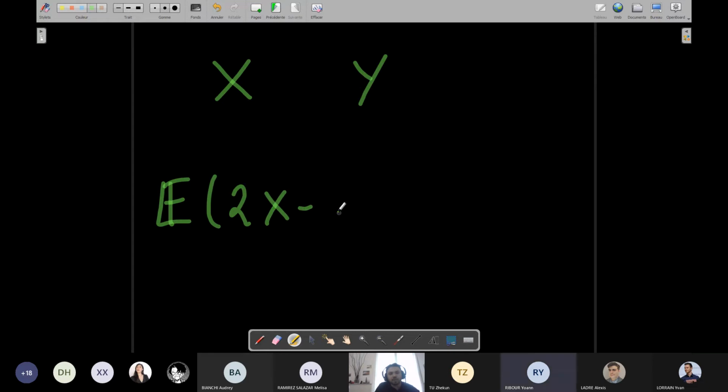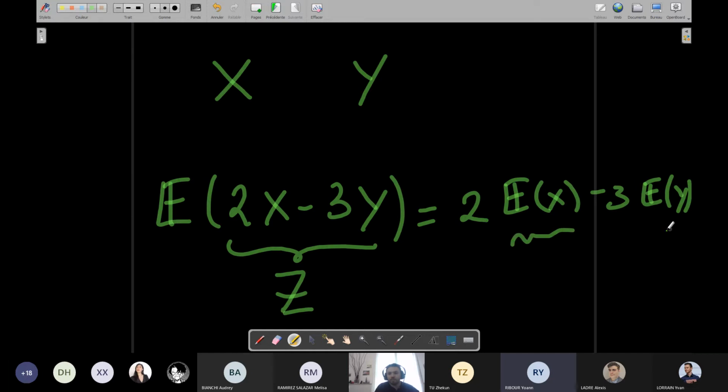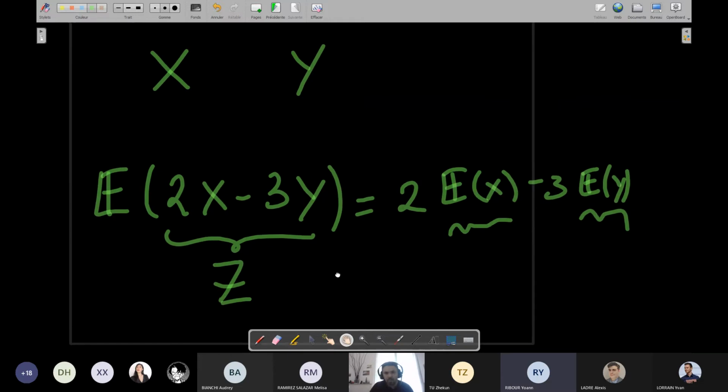Some very simple cases: if you have X a random variable and Y a random variable, and you want to compute the expectation of 2X minus 3Y, a new random variable called C. This is just twice the expectation of X, sorry, minus 3 times the expectation of Y. So if I already know those, I can easily compute the expectation of the new one.